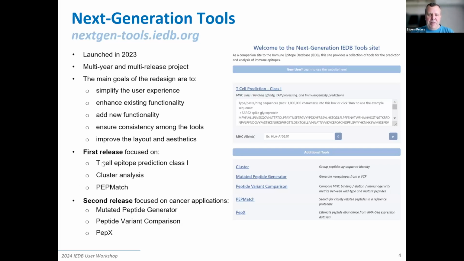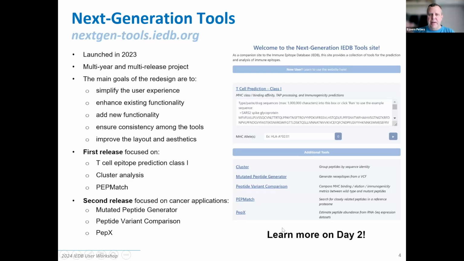The first release focused on T-cell epitope prediction class 1 tools, and that's what you see up here, the cluster analysis and PepMatch. And there was a second release that came out. There were multiple ones in the backend, but these are the first public releases. The second one focused on cancer applications, mutated peptide generation, variant comparison, and PEPX.